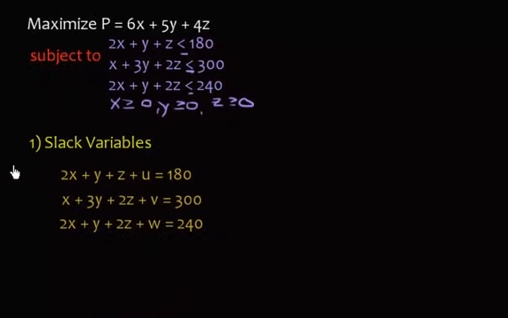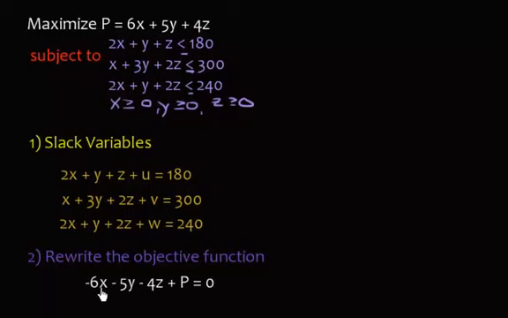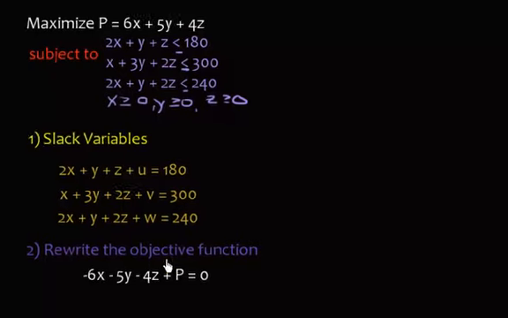Step 2, we need to rewrite the objective function. So my objective function, 6x plus 5y plus 4z, we're going to subtract them all over with the p. And there we go. So negative 6x minus 5y minus 4z plus p equals 0. So now I have my slack variables, I have my objective function, so let's set up the simplex table.